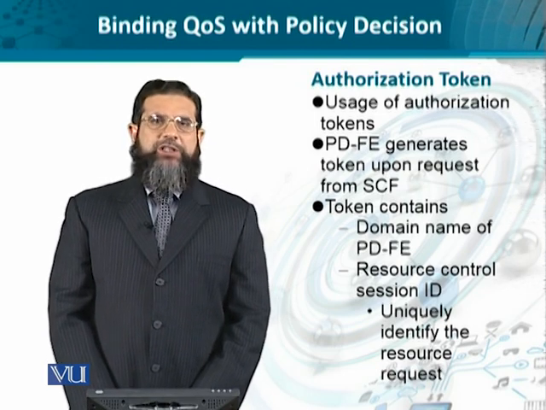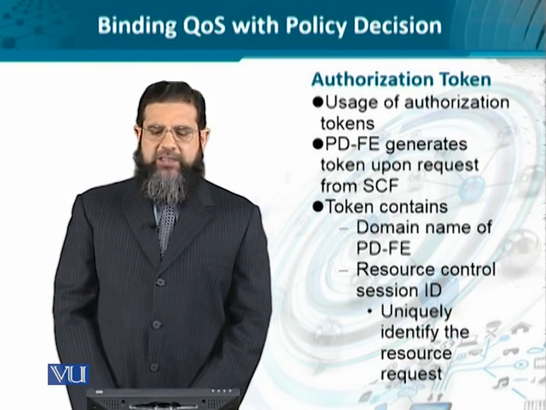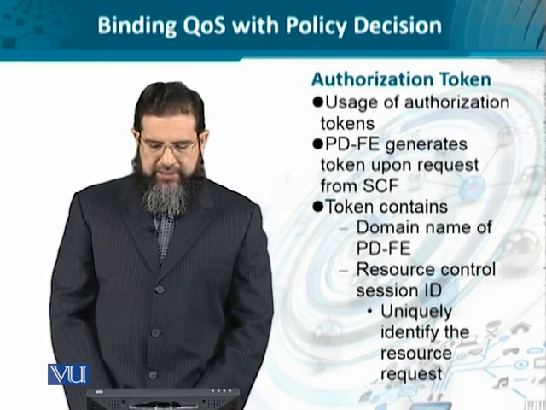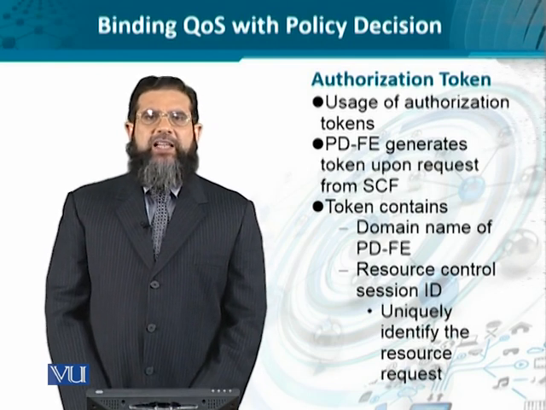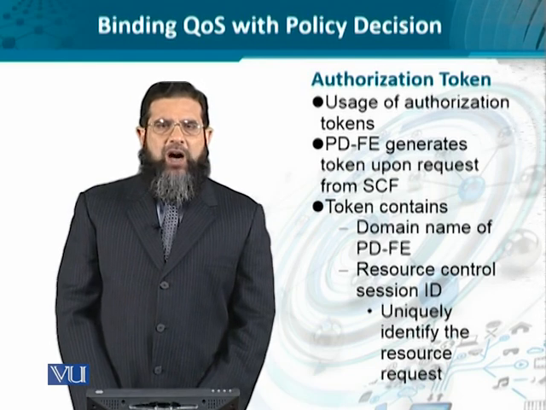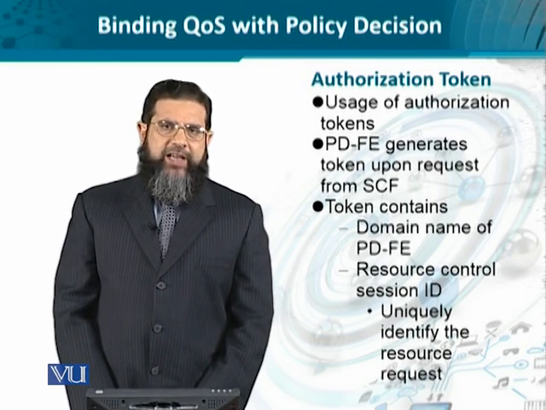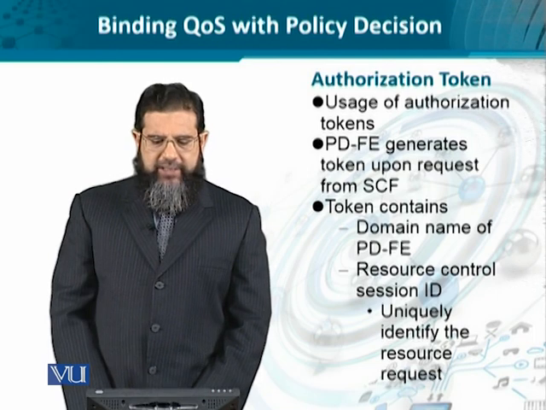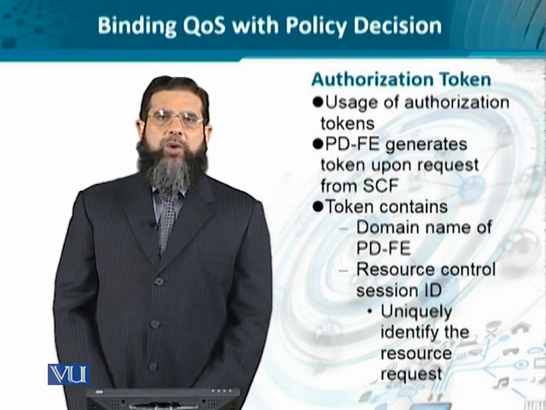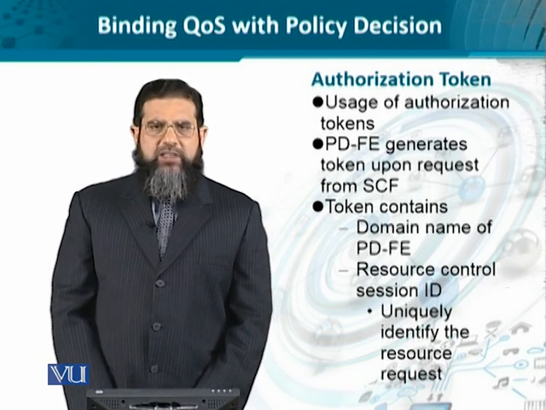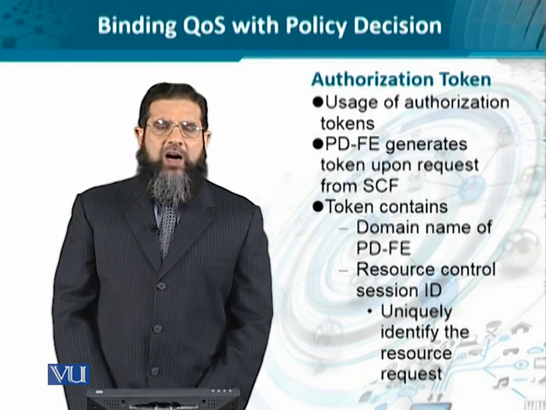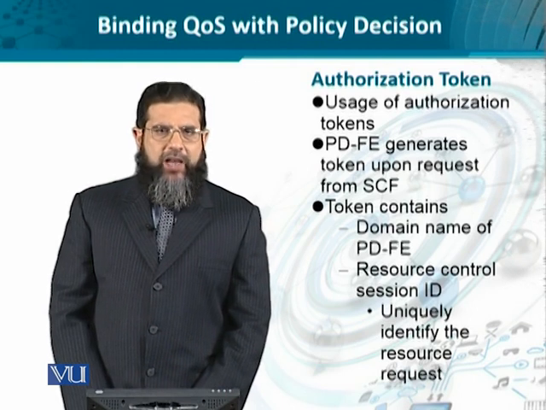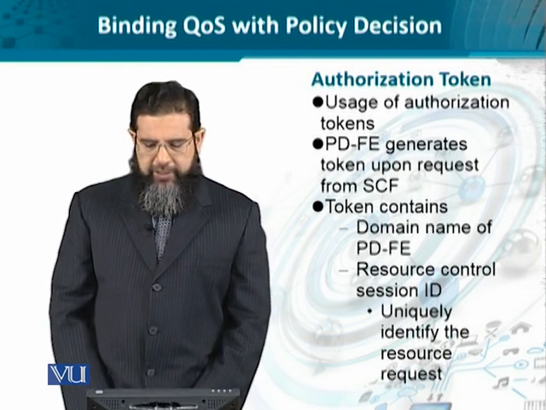This is known as the authorization token. Authorization token actually means it's a go ahead coming from the processing of all these functional entities. So the authorization tokens are basically the permission grants which are logged for subsequent billing and charging at a later stage. Policy decision functional entity generates the tokens when it gets a request from the SCF above, and this token takes into account certain identifiers which are going to determine the requirement, the network elements which are going to be used, and the QoS parameters which would be translated.